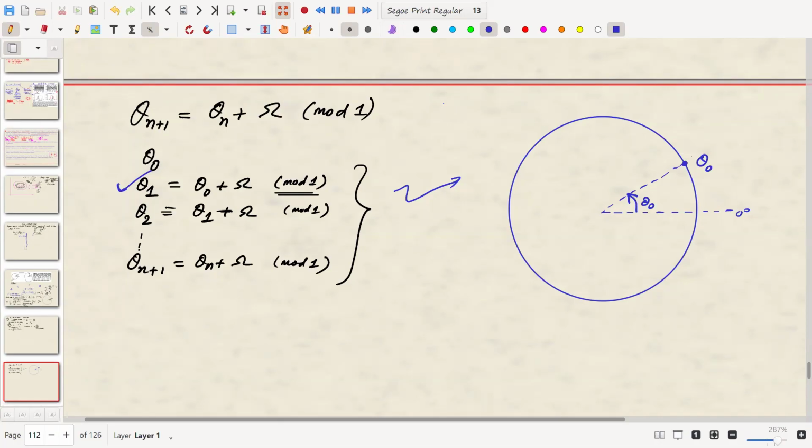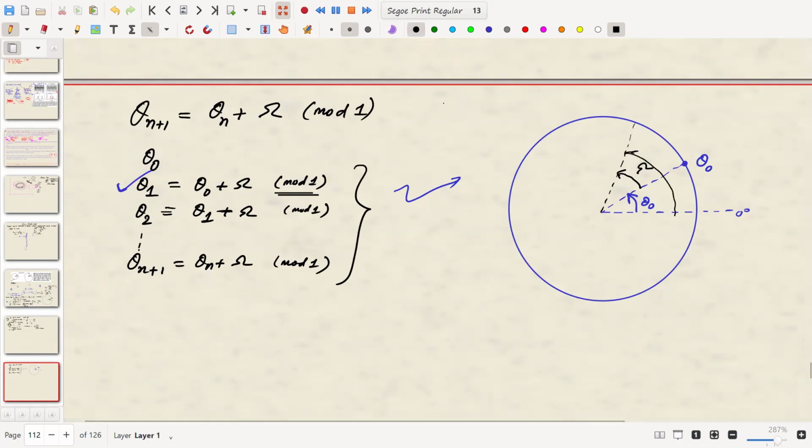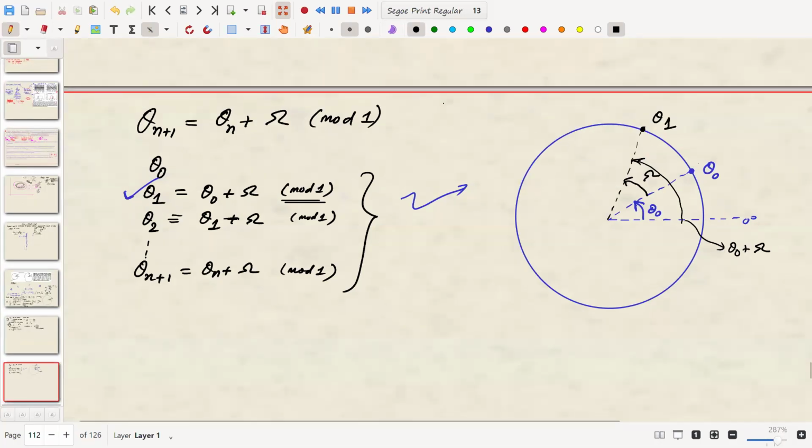The angle should shift. Previously it was theta naught. Now it should be theta plus omega, isn't it? Agreed? This should be the new point, theta 1. Any issues? Is it clear? Omega is small here, therefore we did not worry about mod 1.